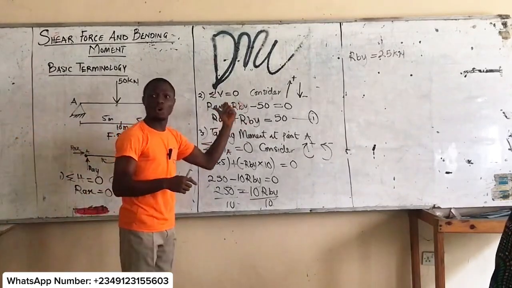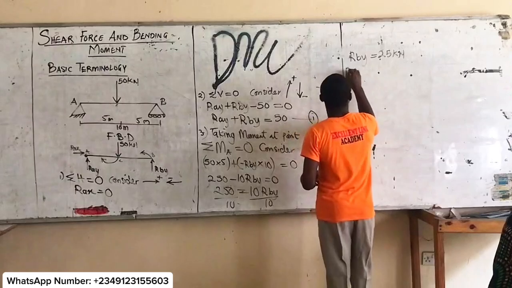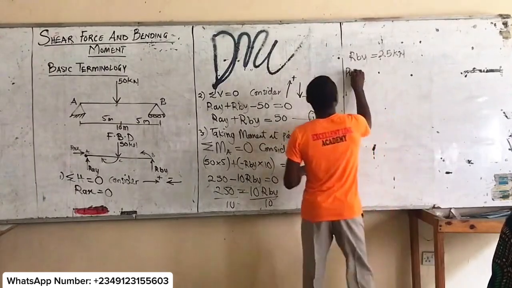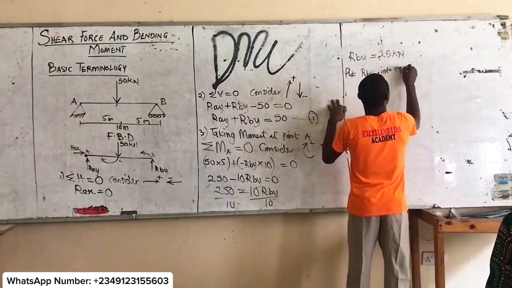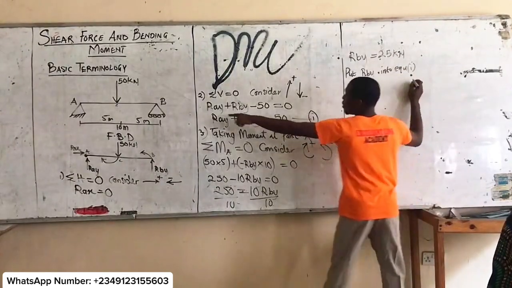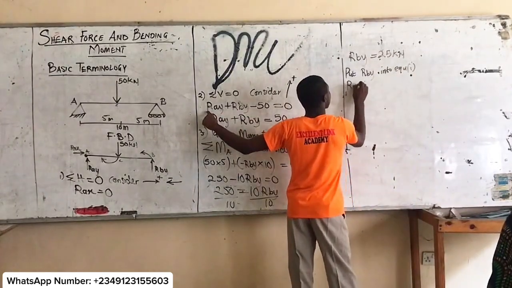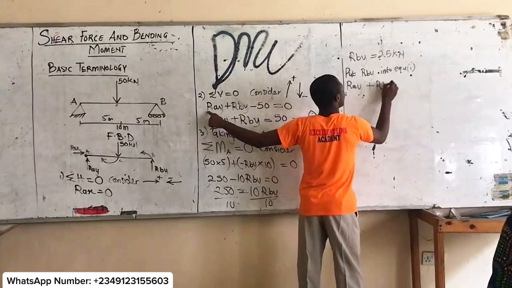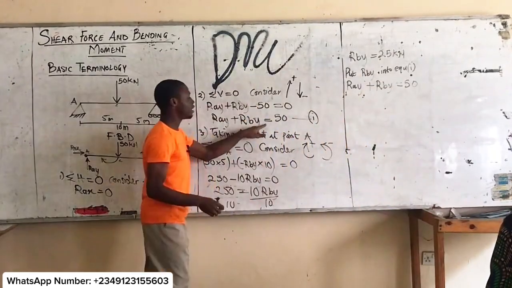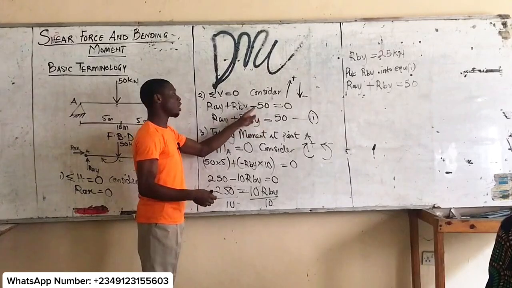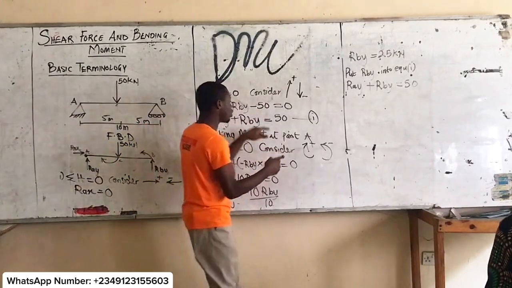Into what? Equation 1. So put RVY into what? Equation 1. What is equation 1, please? That's RAY plus what? RBY equal to what? 50. It's the same thing now. I can use this one, but this one is the best.